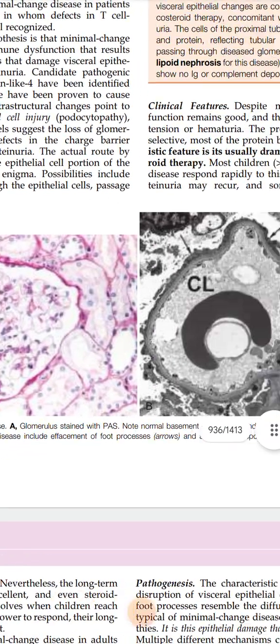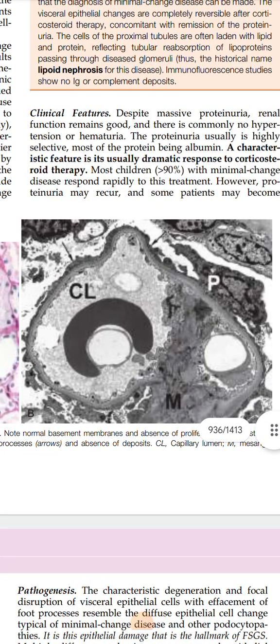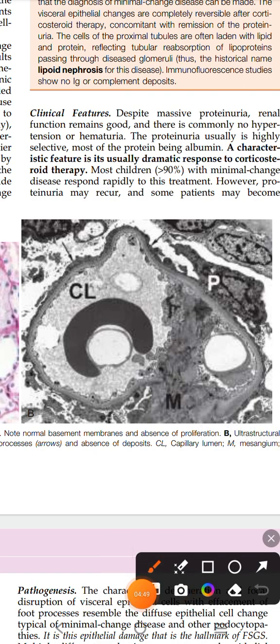But in the case of electron microscopy, if you have watched my previous video, it will be easy to appreciate any abnormality here. This is again the capillary lumen, as mentioned by CL. And here you can see this is the basement membrane. I'm highlighting that this is your basement membrane.